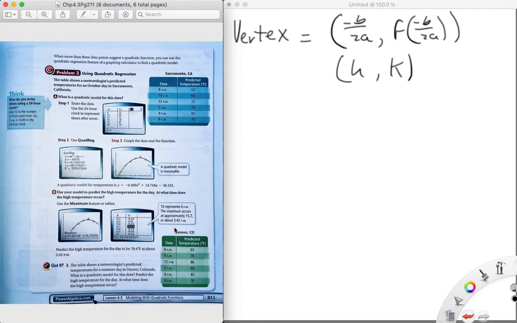Quadratic regression. That's a graphing calculator feature. We're not really going to tap into that, so you don't have to worry about that.